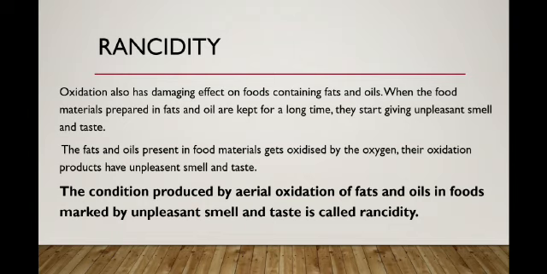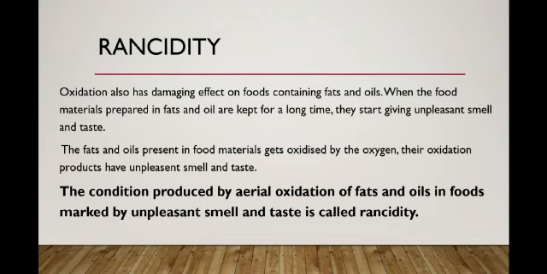Next, rancidity. Just like oxidation, rancidity is the same: when oily food material comes in contact with air or moisture, it gives a foul smell. That foul smell is an indication of rancidity, meaning spoiling of food. Everybody knows what is spoiling of food, right? So the condition produced by aerial oxidation of fat and oil in food, marked by unpleasant smell and taste, is called rancidity.